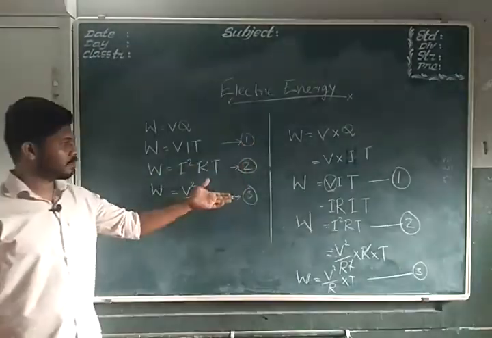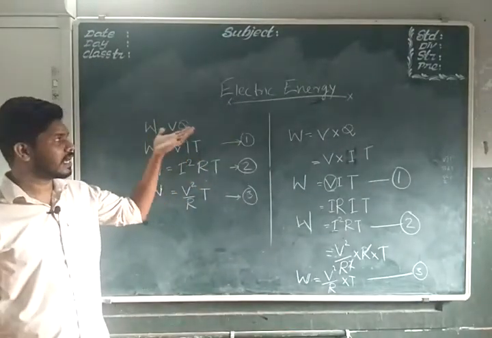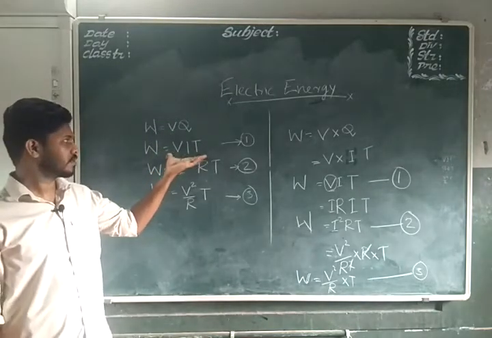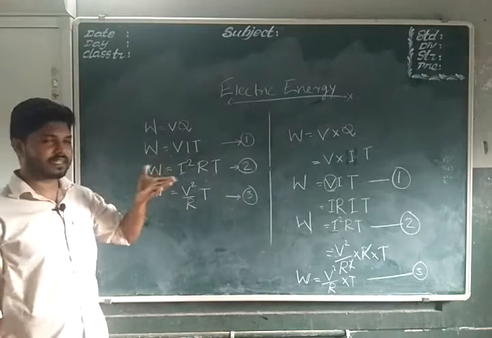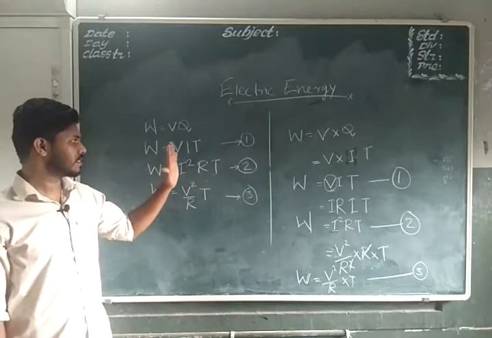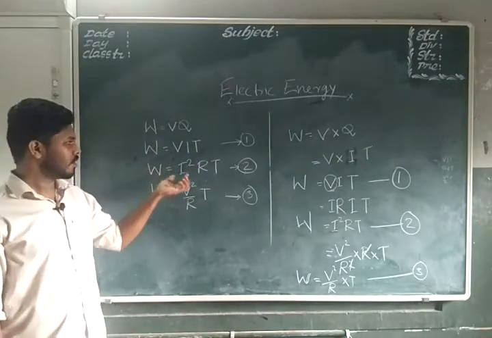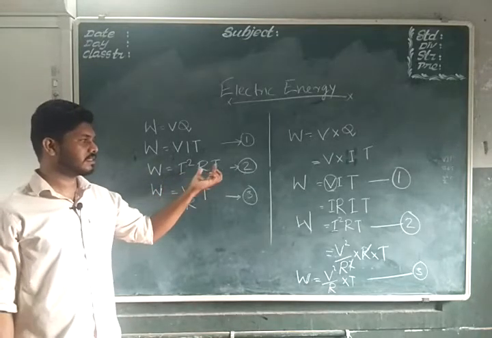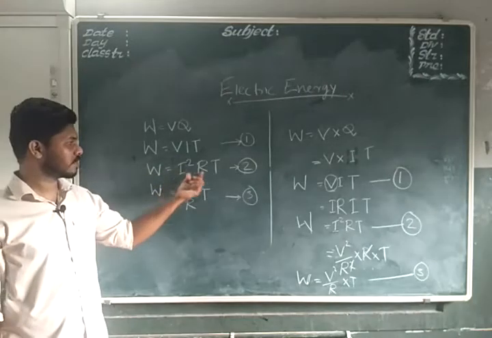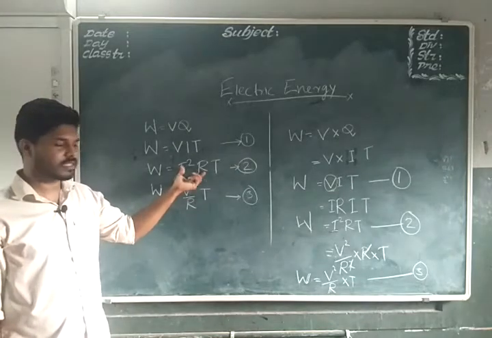Here we have three important equations for electric energy. What is electric energy? Some work has to be done in order to maintain a flow of charges in an electric circuit. This work done is stored as the electric energy inside the conductor. So if potential difference, current and time is given, we can find electric energy.